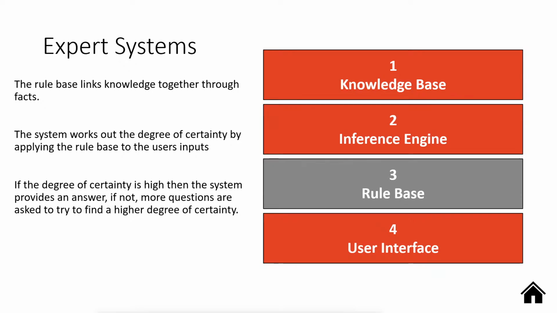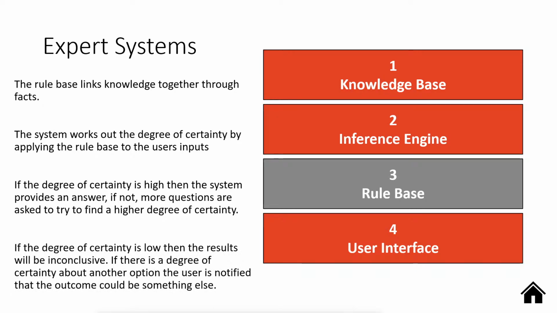So the rule base is all about the degree of certainty. So if the degree of certainty is high, then the system provides the answer. If not, more questions to try and get a higher degree of certainty. If we can't meet the threshold and it's inconclusive, we don't give a decision. We don't make a decision. We don't give a diagnosis, for example.